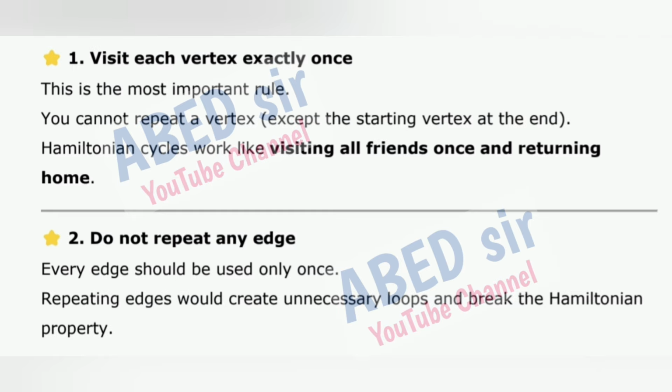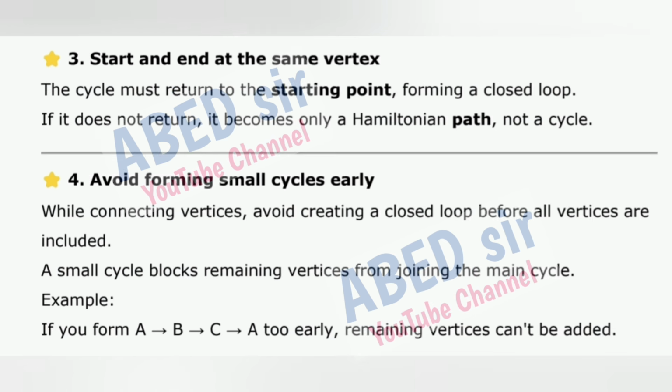2. Do not repeat any edge. Every edge should be used only once. Repeating edges would create unnecessary loops and break the Hamiltonian property. 3. Start and end at the same vertex. The cycle must return to the starting point, forming a closed loop. If it does not return, it becomes only a Hamiltonian path, not a cycle.